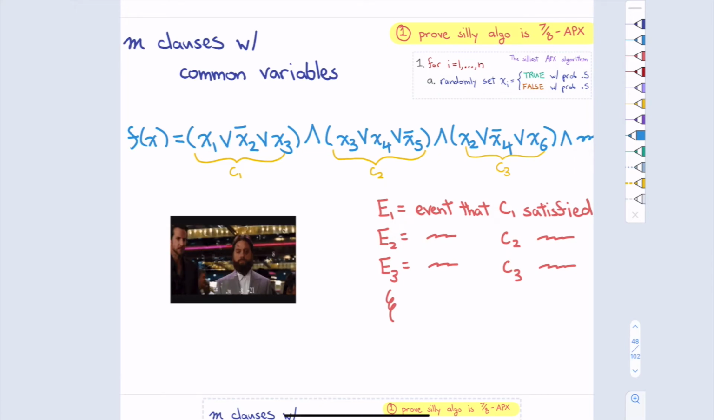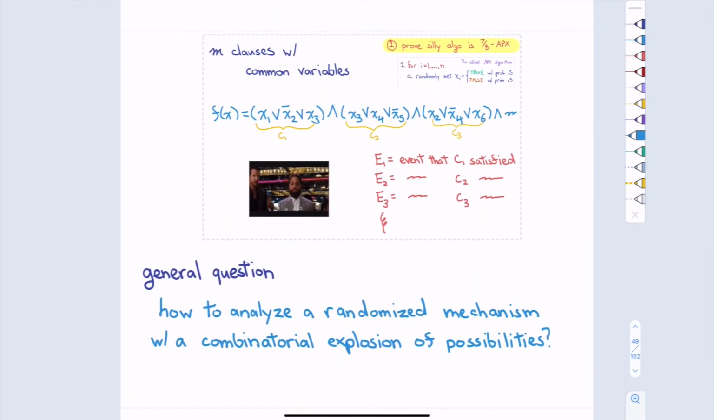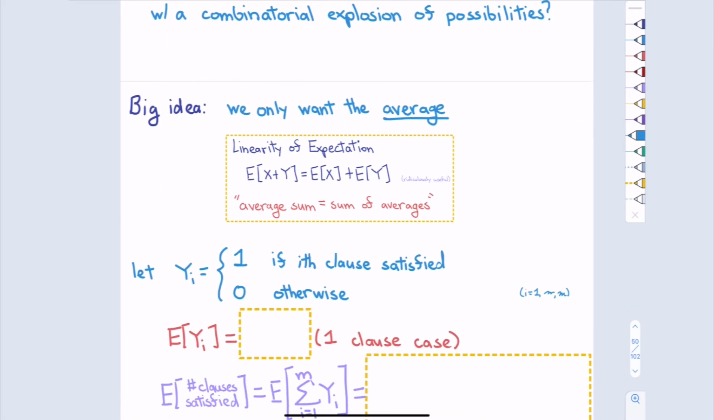So that's the point. Now the general question then, and this comes up all the time, at some level it's what the class is about. How do we analyze some kind of randomized mechanism where there's a combinatorial explosion of possibilities, right? This is way more complicated than some dice rolling exercise. Yeah. Are we going to use the linear view? Yeah, okay, great.